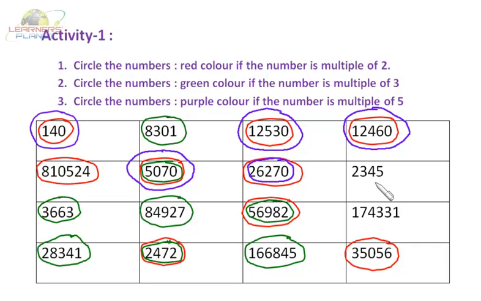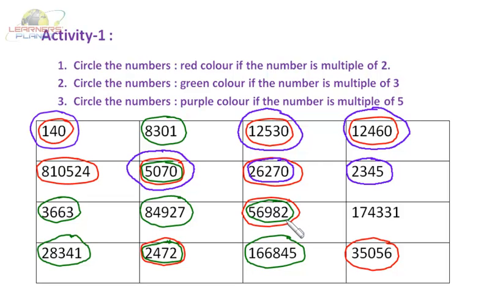This number 2345, the unit digit is 5. That means this number will also be divisible by 5. So let's circle it. This number, the unit digit is 3. That means this number will not be divisible by 5. This number, further the unit digit is not 0 or 5, so even it will not be divisible by 5.